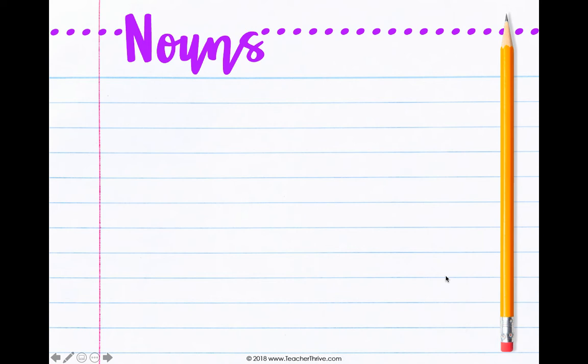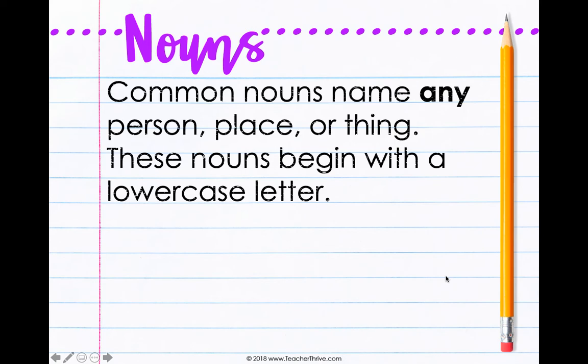Y'all are rock stars. So now that we've talked about sentences, we're going to talk about, we kind of already did a little bit, common nouns, and then in a minute we'll talk about proper nouns. So common nouns are any person, place, thing, or idea. Okay.